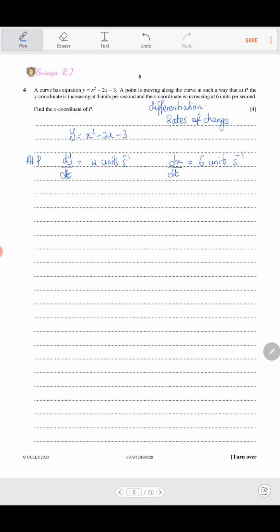So we have to find the x-coordinate of P. So from y, we can obtain an expression for dy by dx. This is 2x minus 2. And dy by dx can be obtained by dy by dt times dt by dx. This is called chain rule. So dy by dx is 2x minus 2, dy by dt is 4.